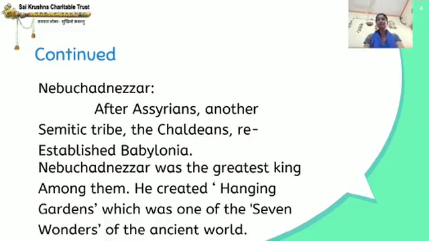These gardens were built by the king to make his wife happy. The hanging gardens were built by Nebuchadnezzar to make his wife happy, because she was homesick for the plants and gardens of her homeland. For that sake, Nebuchadnezzar built the hanging gardens. And this is one of the 7 wonders of the ancient world.